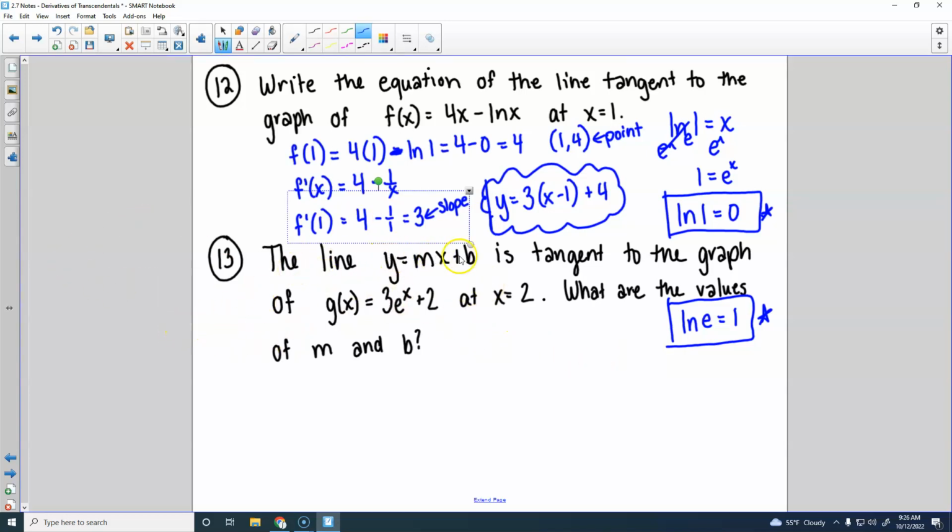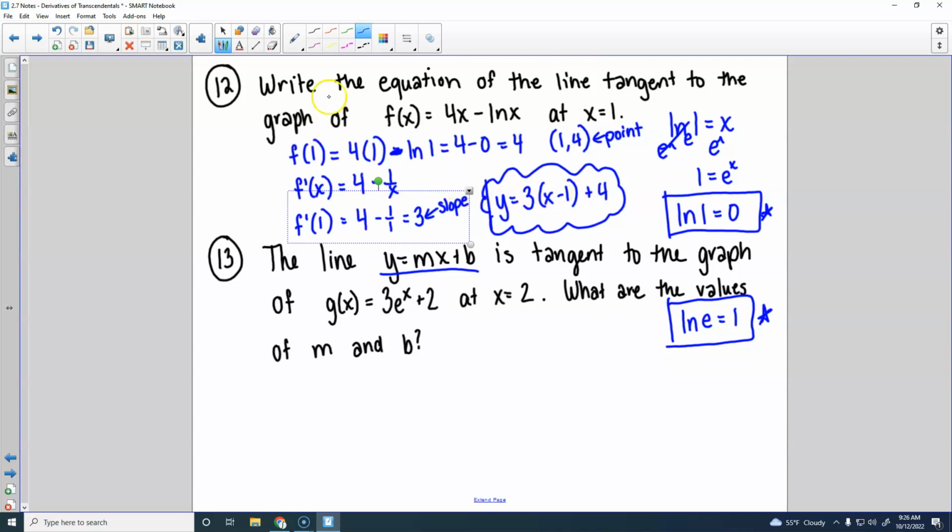So the line y equals mx plus b is tangent to the graph of g of x equals 3e to the x plus 2 at x equals 2. What are the values of m and b? So the way they have asked this question, they're still asking for the equation of the tangent line, but they are making you give the answer in y equals mx plus b form. Where we usually leave it like this, it's asking us to give it in y equals mx plus b form where we can tell what the m is and the b is.